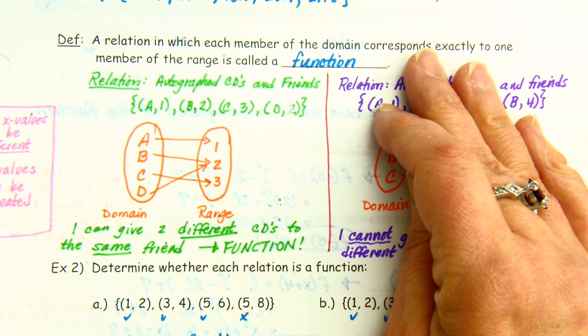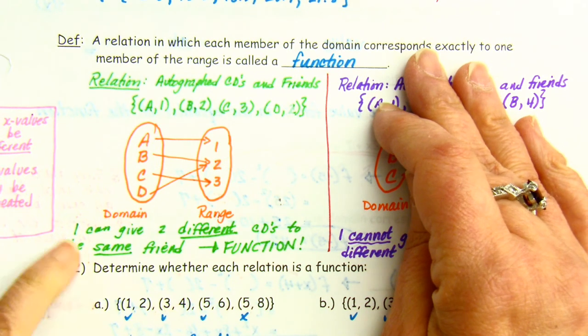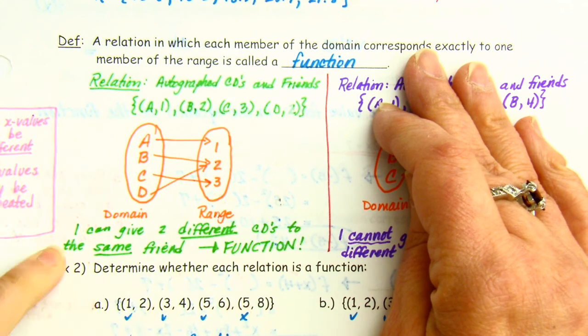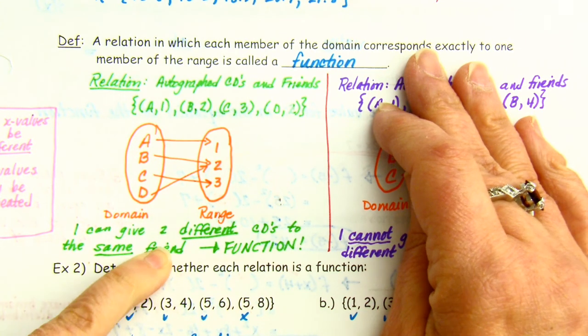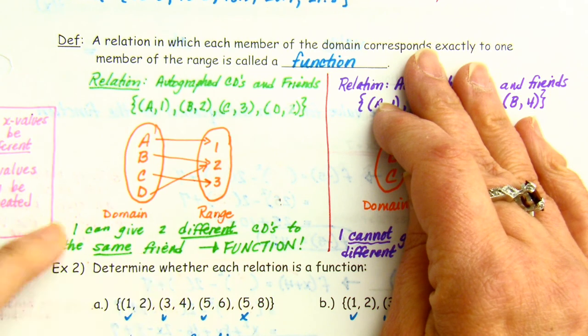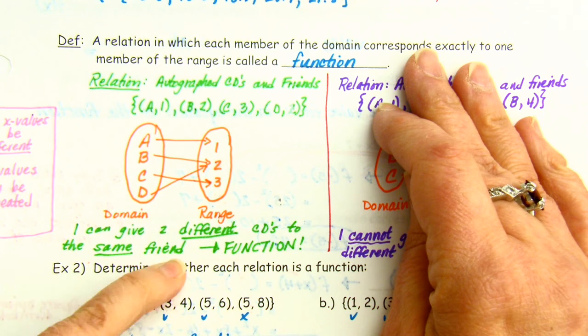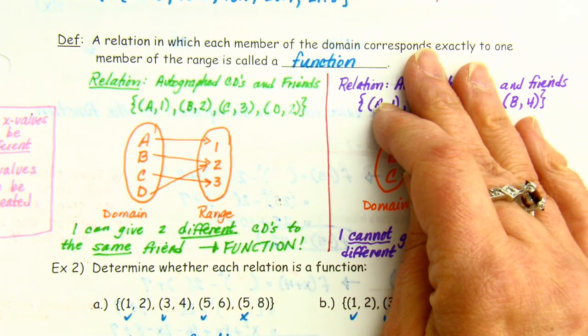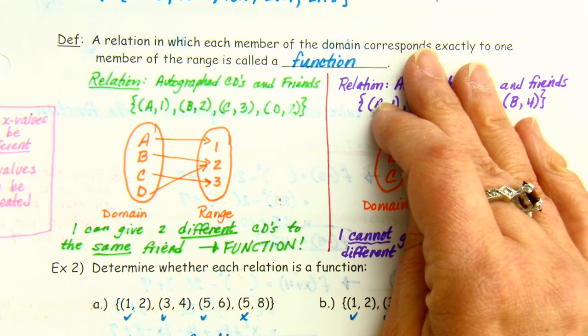And I'm saying that this first relation is a function because I can give 2 different CDs to the same friend. That's something that would work. And when something works, we say it functions. Okay? So I could give 2 different CDs to the same friend. Maybe the other friends will get upset because I gave one of my friends 2 and only gave them each 1. Wow, big deal. So what? They're just going to have to get over it, right? But this is something that I can do. This is something that can happen.